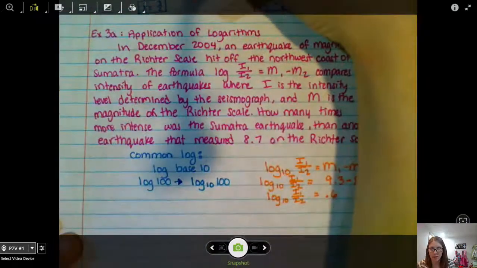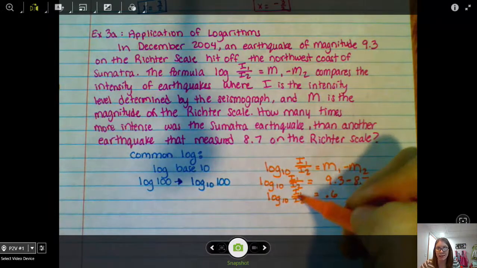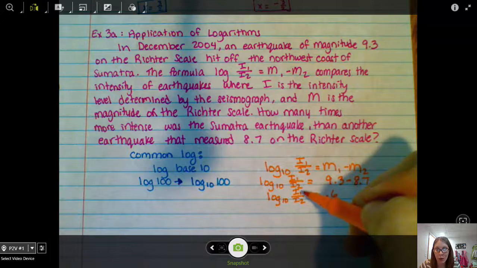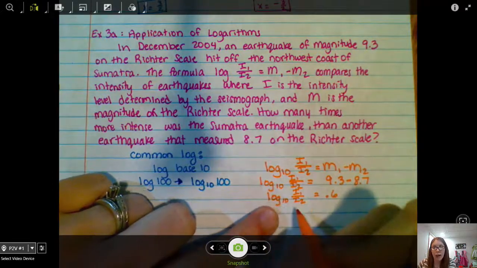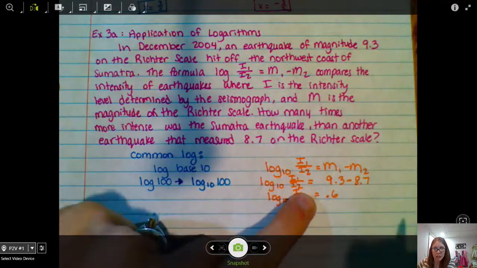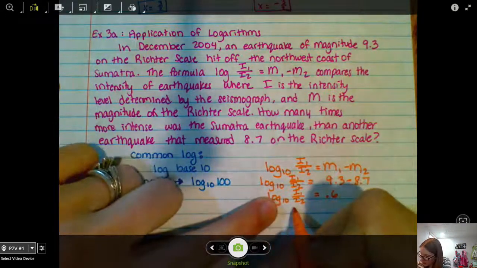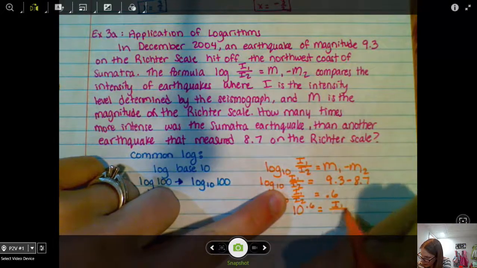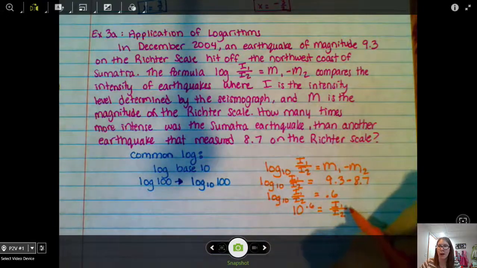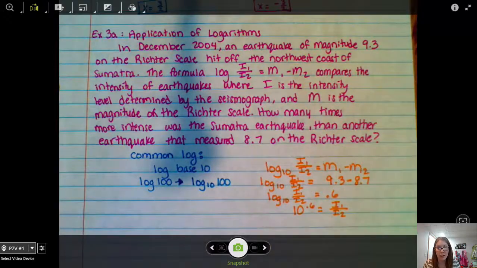Okay, from here, I want to figure out what I1 over I2 is. If I get I1 over I2 by itself, that's going to tell me how many more times I1 is than I2. So let's write this logarithm in exponential form, even though it looks a little messy with our fraction here. It really means 10 to the 0.6 power equals I1 over I2. So again, I1 over I2 is going to tell us what we get when we divide our intensities. That's what we want to look for.